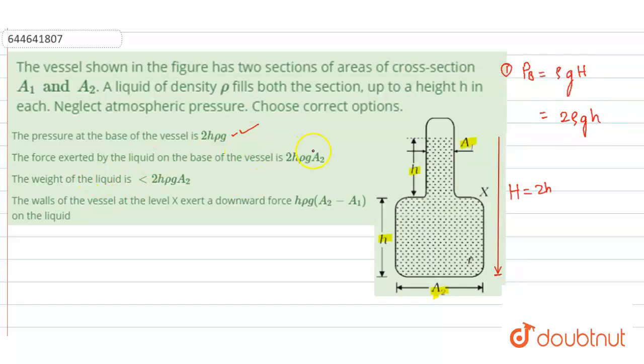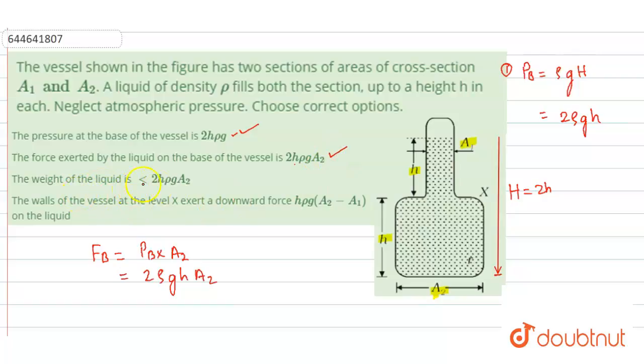Now let us try to check the next part. The force exerted by the liquid on the base of the vessel is 2h rho g into A2. Now we know that if we want to find the force at the base, we have to multiply the pressure at the base by the area of the base, and here the area of the base is simply A2. So if we multiply, we get force at the base is simply 2 times, if we put the value of pressure, rho g h A2. So this option is also correct.